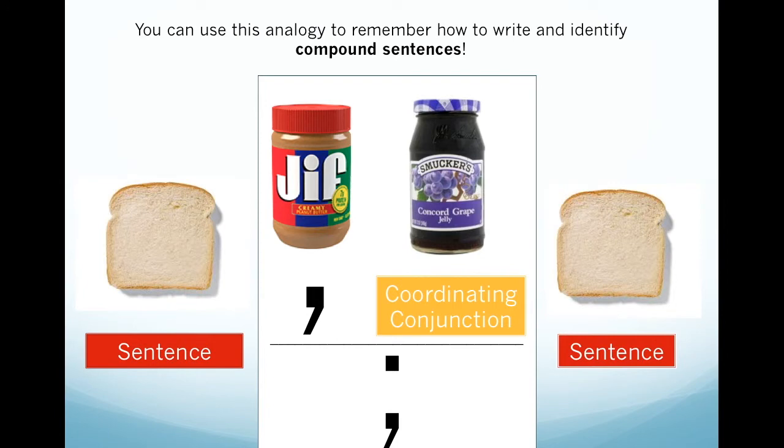You can use this analogy to remember how to write and identify compound sentences. Like I previously stated, the two pieces of bread on the ends represent two complete thoughts or sentences. The peanut butter represents a comma, and the jelly represents your coordinating conjunction. You must have both of those in order to create a compound sentence. Or, if you don't want to create a compound sentence using a comma and a coordinating conjunction, you can connect the two sentences by using a semicolon.